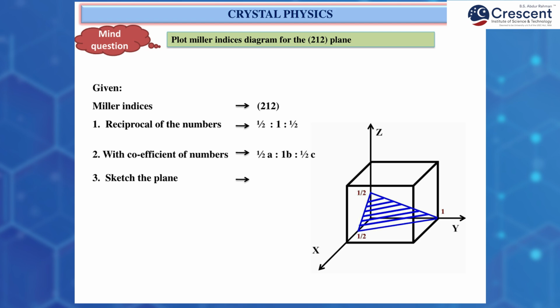Now, you plot the Miller indices diagram for the 2, 1, 2 plane. The Miller indices are given, so you find the reciprocal, half. How can you draw the plane? Based on this, the plane cuts the x-axis at half, y-axis at 1, z-axis at half. So with all three values, definitely the shape of the plane is a triangle. You draw the triangle inside the cube with the given index value.